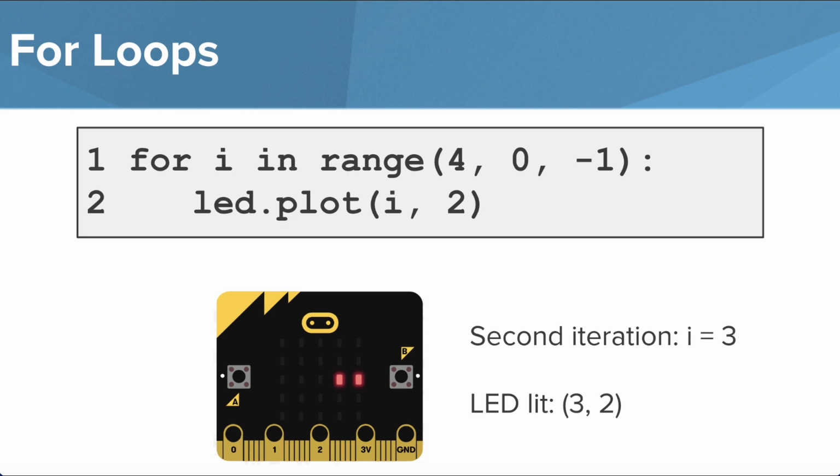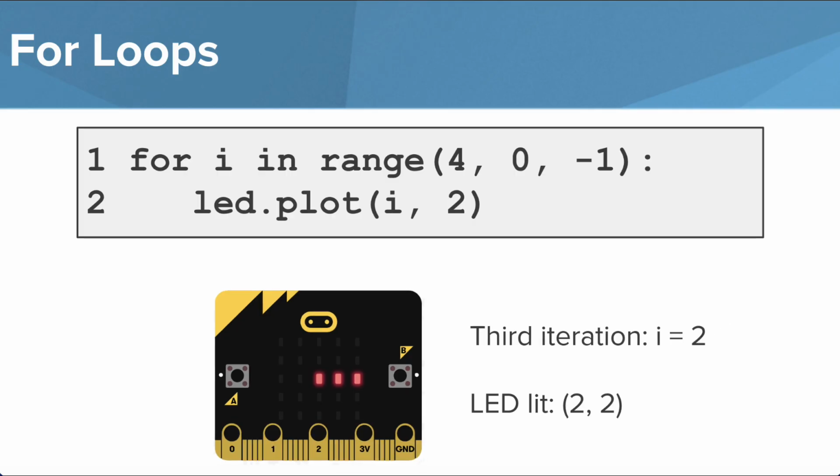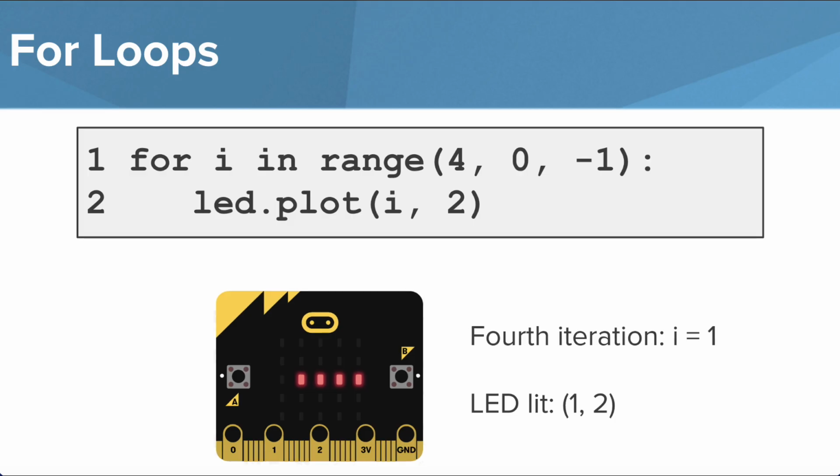i then loses 1, so it has a value of 3, which is greater than 0, so the code runs and LED 3, 2 is lit. i is subtracted by 1 again, so it becomes 2. The LED at 2, 2 is lit. i loses another 1, so it becomes 1, which is greater than 0, so the program runs and LED at 1, 2 is lit. i then loses another 1, so it becomes 0, which is not greater than 0, so the loop stops.